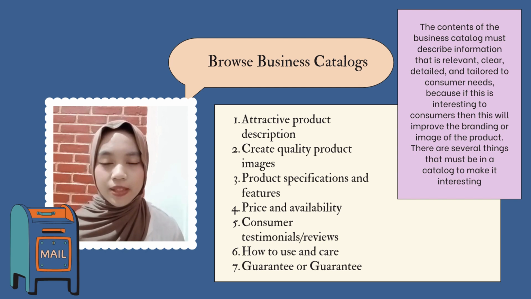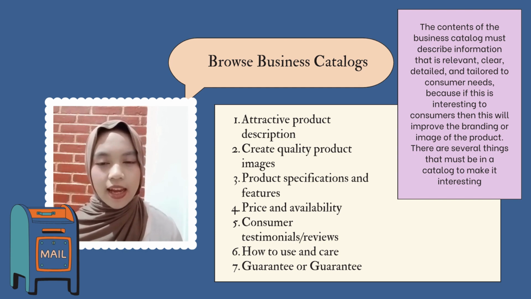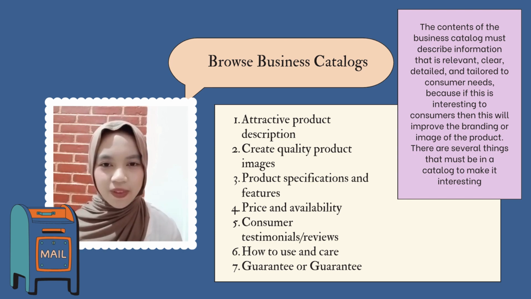Therefore, by presenting detailed, interesting, and useful information, you can create an attractive and effective product catalog to increase sales. There are several things that must be in the catalog to make it interesting. Number 1, attractive product description. This description section must describe the features, benefits, advantages, and uniqueness of the product so that the product description is clear and more attractive to consumers.